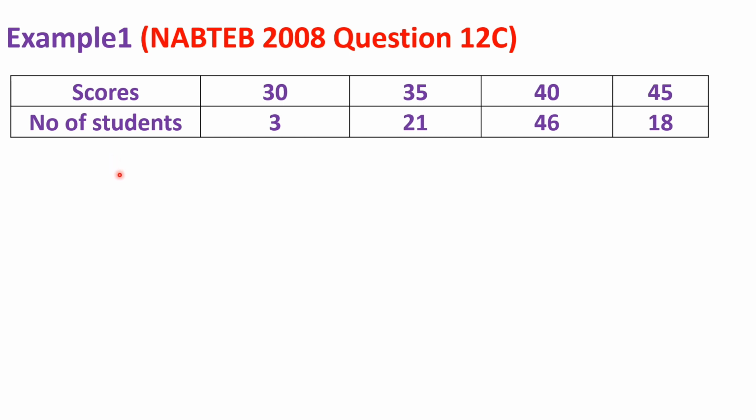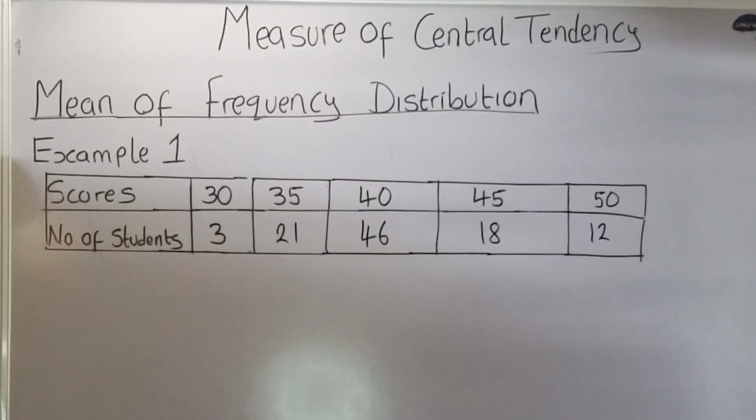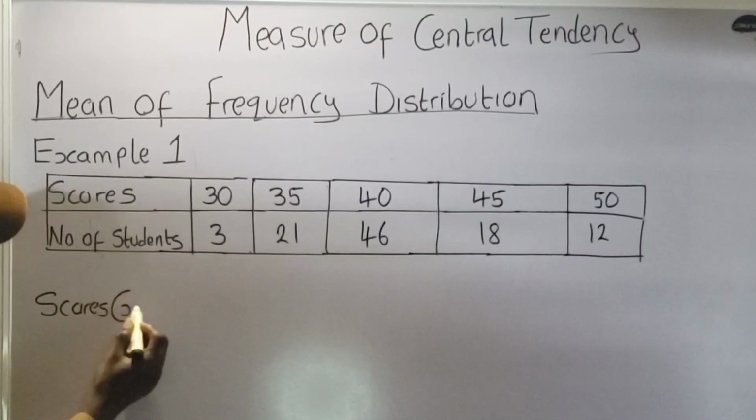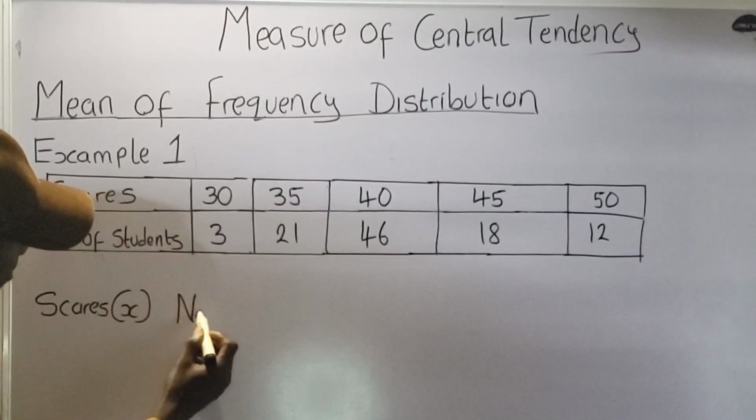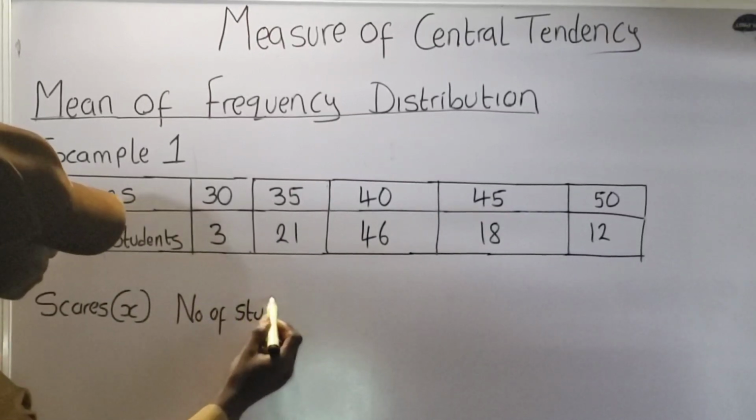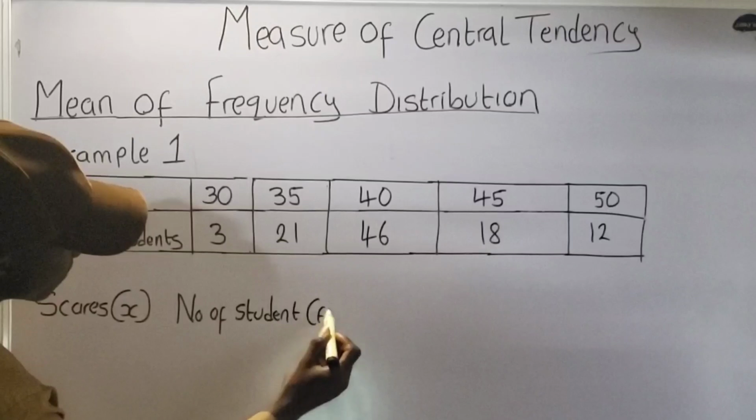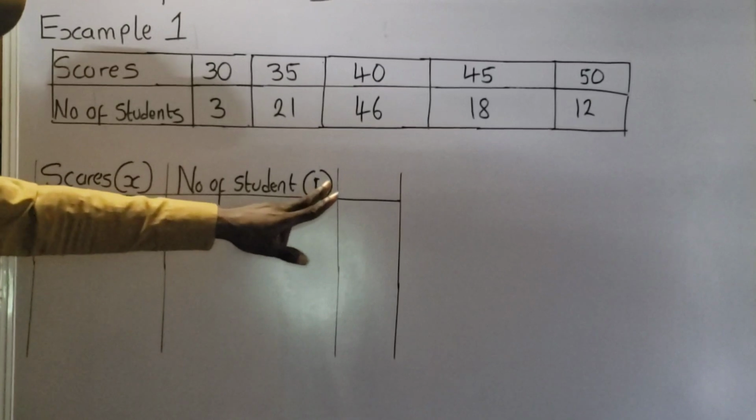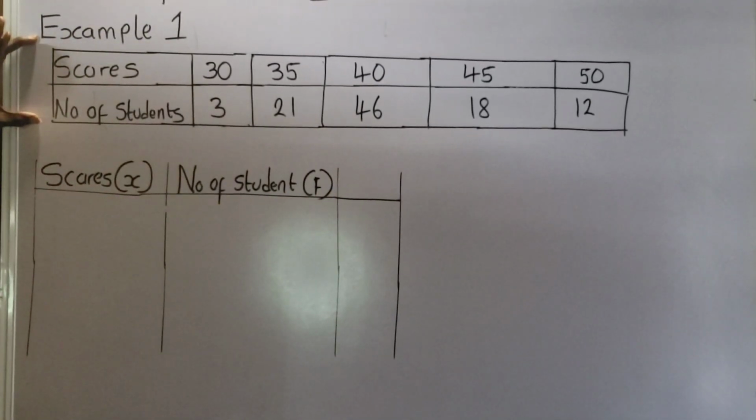So let's look at some worked examples on the mean of frequency distribution. Example 1. Find the mean of the frequency distribution below. We have the scores of students and the number of students that has each score. Let's find the mean of this frequency distribution. The first step is that we are going to construct our table. The scores is x, and the number of students is f.